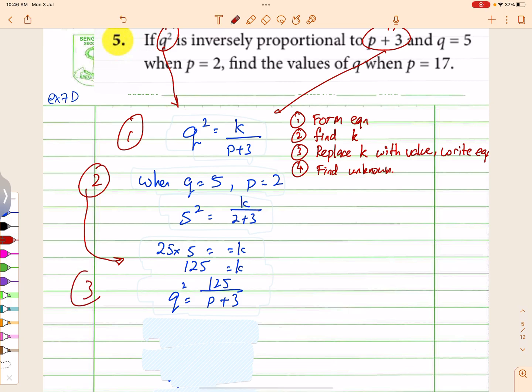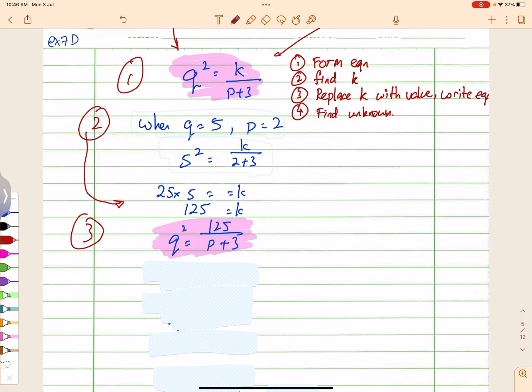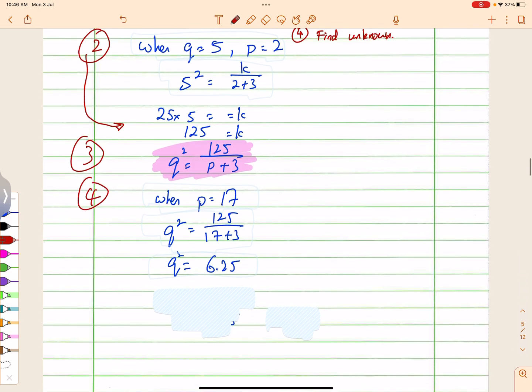Step number 3, I want to rewrite the equation, putting back the value of k equals 125 into the equation. Otherwise, this and this should look the same. Rewrite the equation, just replace the k with a number. Step number 4, I want to solve the equation when p is this and I got this, and then I try to square root, but this is wrong.